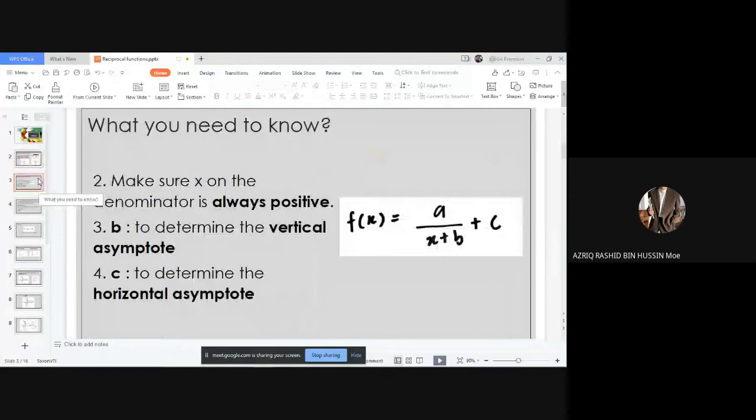The second one is you need to make sure the value of x on the denominator is always positive. For example, if your equation has 3 over 4 minus x, you need to remove the negative to make it positive. We usually multiply by negative 1 to make the negative x become positive x. Maybe this will help you find your vertical asymptote, which is the third one. Your b is to determine the vertical asymptote, and the fourth is the c, which determines the horizontal asymptote.